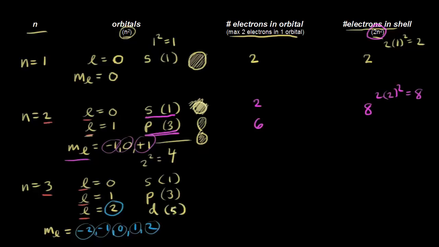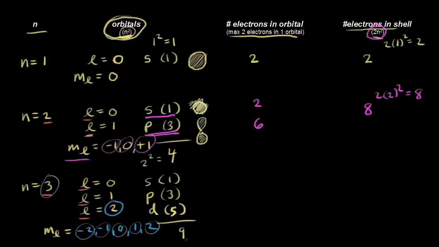So the total number of orbitals that we have in this energy level would be 1 plus 3 plus 5, and so that's 9, which we could have gotten from 3 squared, right? So the total number of orbitals is equal to n squared. If n is equal to 3, 3 squared gives us 9.